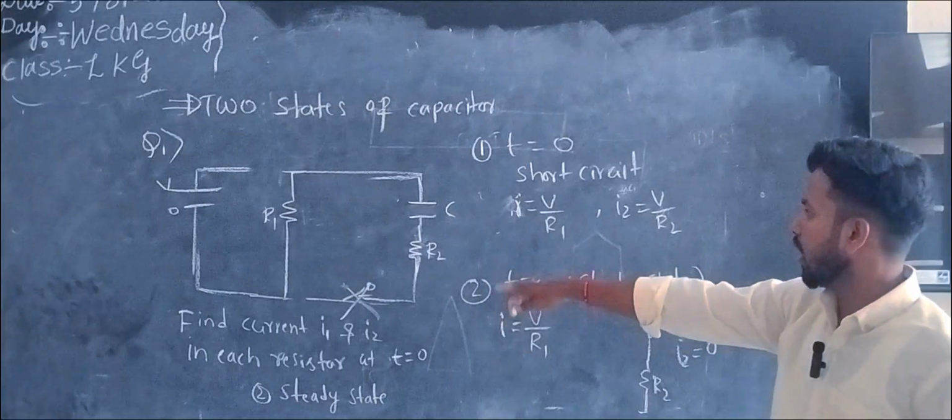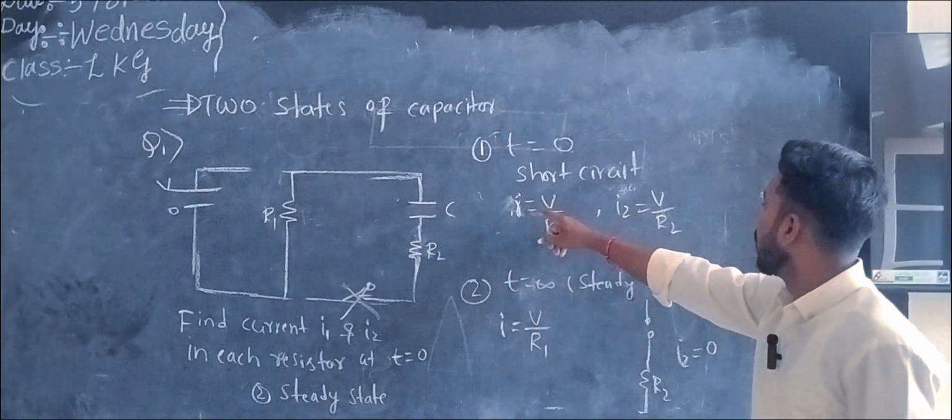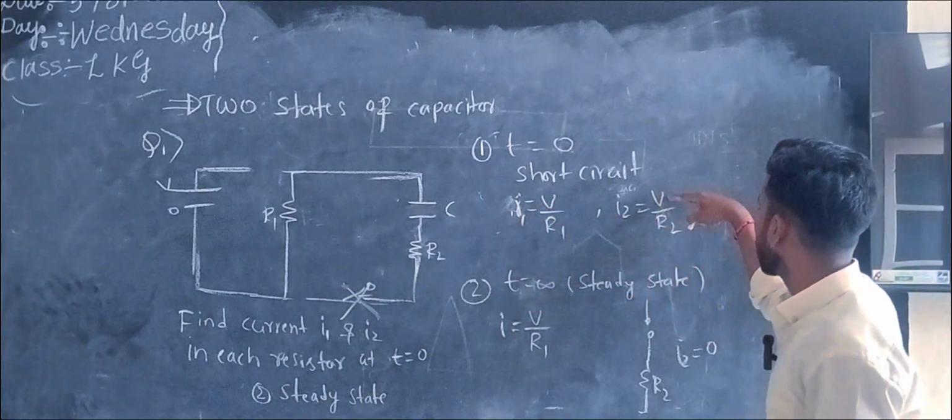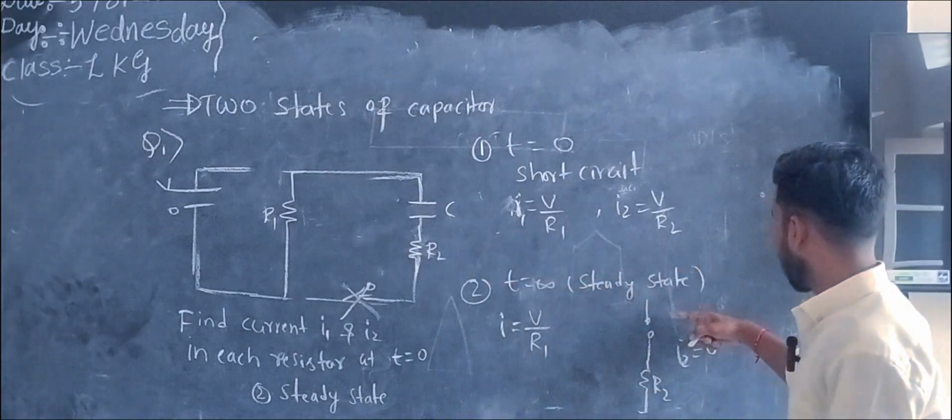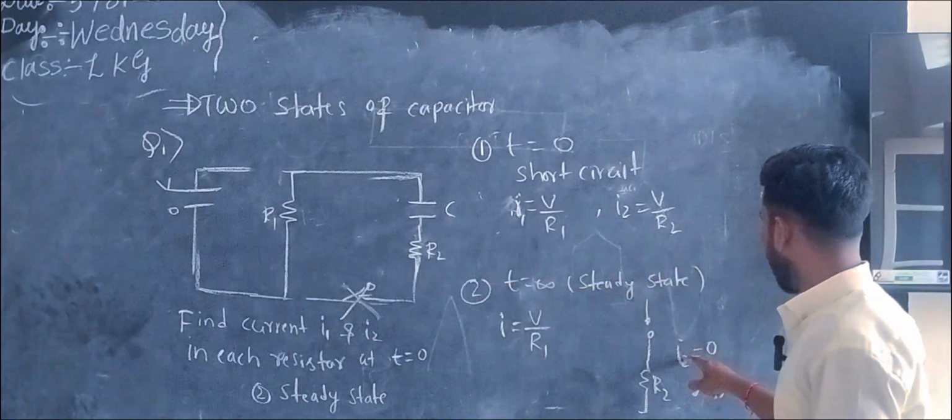In our case, initially I1 is equal to V by R1 and I2 is equal to V by R2. In this case, I1 is equal to V by R1. There is no capacitor, the capacitor has become open circuit. I2 is equal to 0.